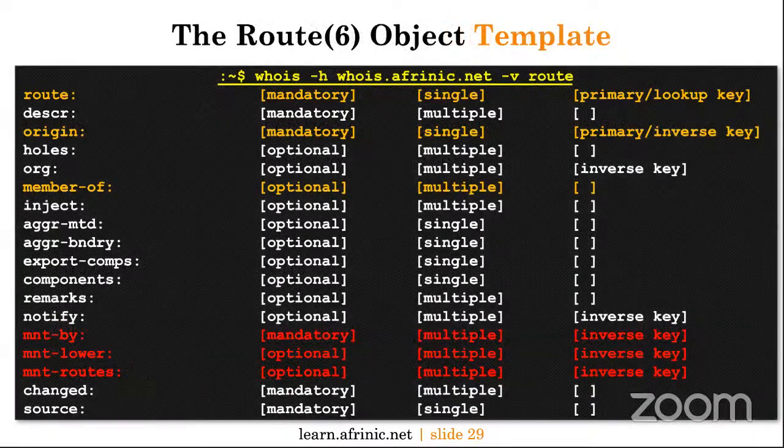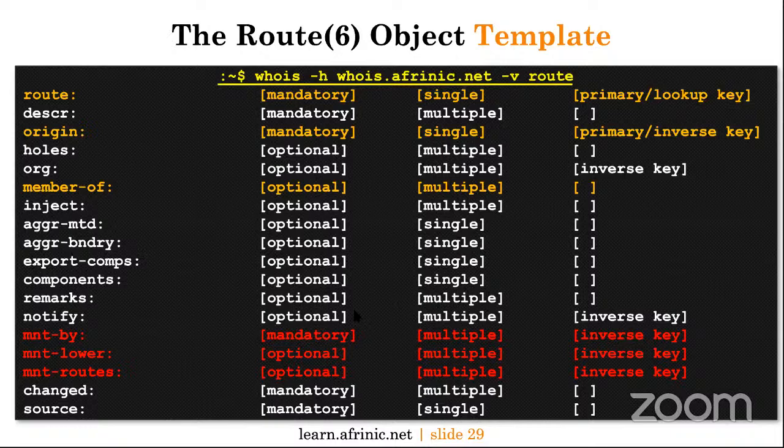So again, if you go to whois.afrinic.net, if you do the -v route, as you can see here, you will see the template for a route6 object. And you can also see the different mandatory and optional fields within the object itself. You can see it's quite similar to the aut-num object, but you don't describe your policies on your route object. It is the prefix that you are announcing to the internet, basically announcing out of your autonomous system.